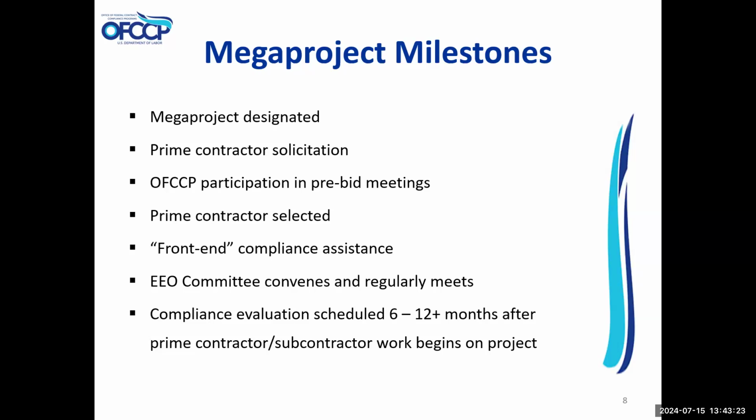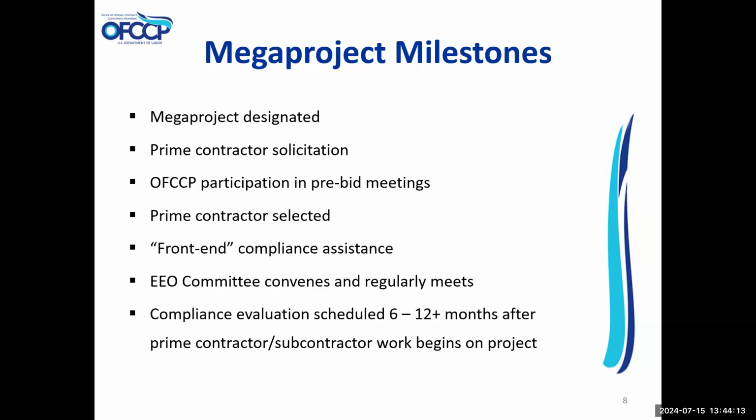During these pre-bid meetings, OFCCP explains the requirements set forth in our regulations, as well as the roles of the funding agency, or the applicant, OFCCP and the prime contractor on the mega project. Once the prime contractor is selected, OFCCP provides front-end compliance assistance, including assistance with recruitment and outreach. This front-end approach can be an effective strategy for increasing the contractor's compliance with equal opportunity requirements and the representation of qualified workers from underrepresented groups in the construction trades.